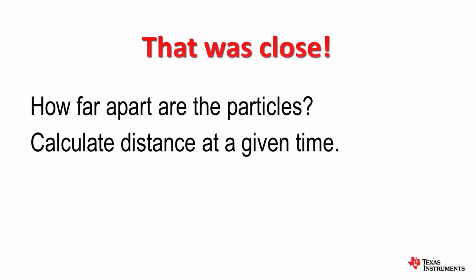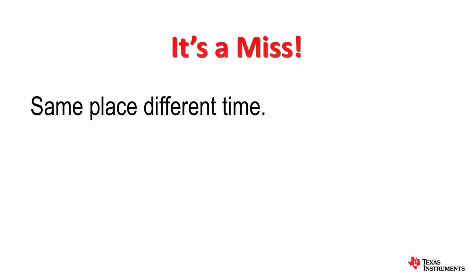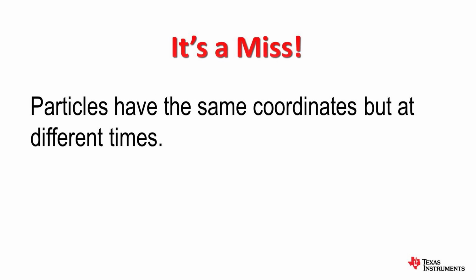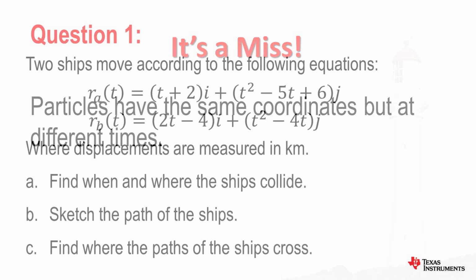Another possibility is that their paths will cross. That is, they do not collide, but they will have exactly the same coordinates, but at different times. Okay, so let's have a look at an example of this.